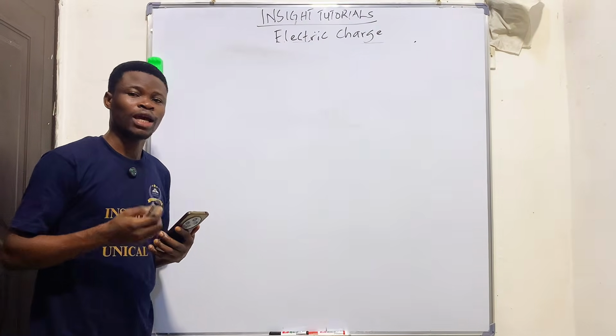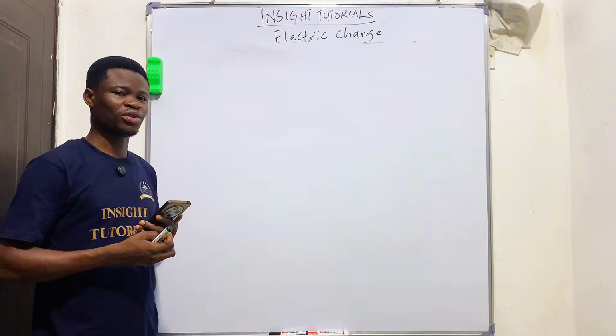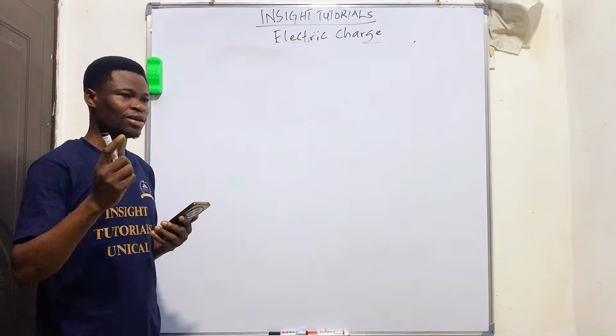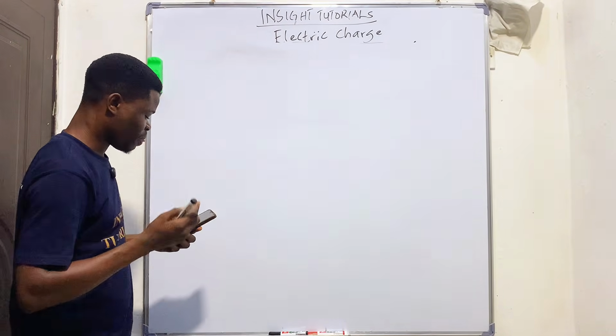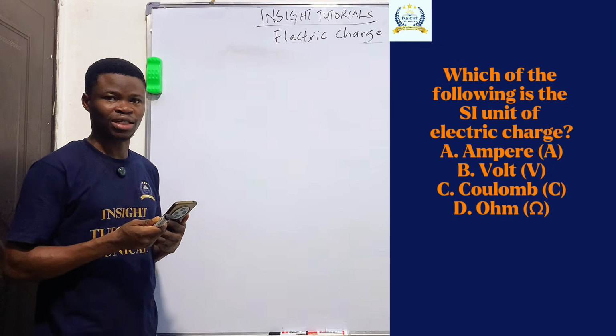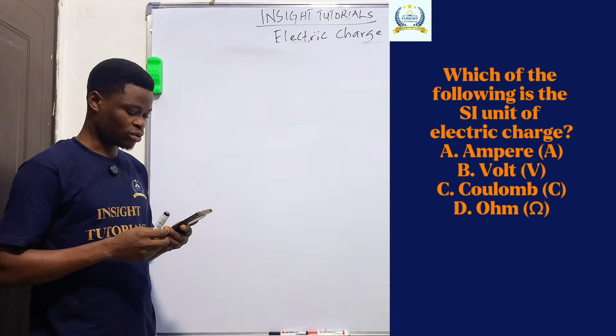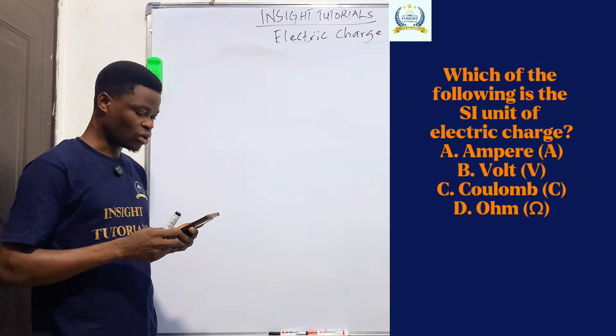I'm going to quickly run you through the most tested CBT questions in respect to electric charge. Number one, the question says, which of the following is the SI unit of electric charge? A says ampere, B says volt, C coulomb, D ohms.